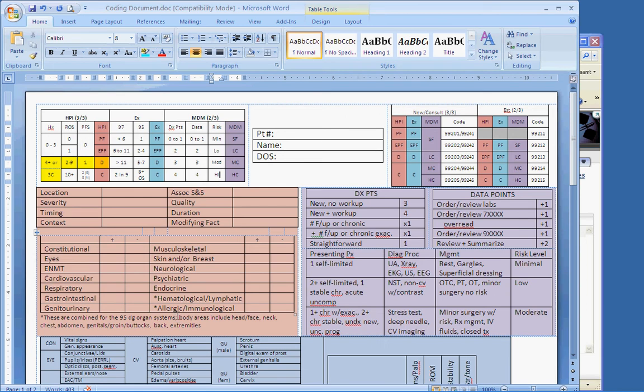Body areas are listed down here where it says body areas include head or face, neck, chest, abdomen, genitals or groin or buttocks, back, and extremities. Okay? That's it for the exam.